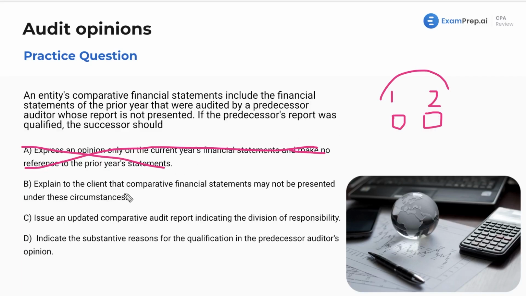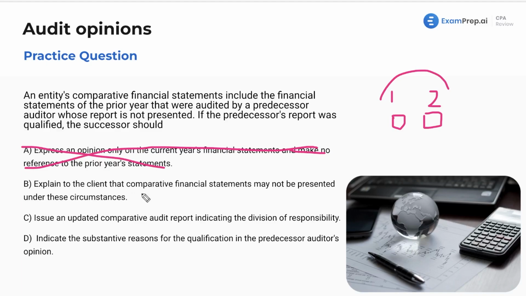So, explain to the client that comparative financial statements may not be presented under these circumstances. I mean, that's not true. The thing with this answer is that it's not true, so first off, I'm going to say this is the wrong answer. Now, let's say there's a big problem with the reasons of the predecessor auditor. In theory, the auditor could say, hey, it's probably not in your best interest to do comparative financial statements. And if there's a legitimate reason why they shouldn't do comparative financial statements, then that could be a valid answer.